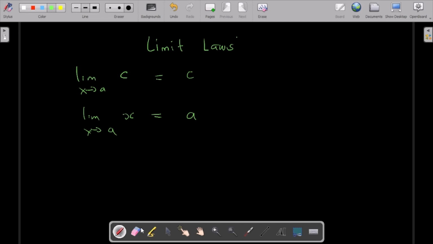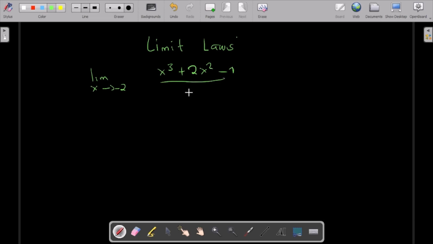Now to make sure that everything is okay, let's do an example together. All right, so we want to evaluate the limit as x goes to -2 of the function x to the power 3 plus 2x squared minus 1, divided by 5 minus 3x. Now this is what I was talking about. So we basically have this complicated form of our function. Now we can say this is f of x because the function is defined in terms of f of x.